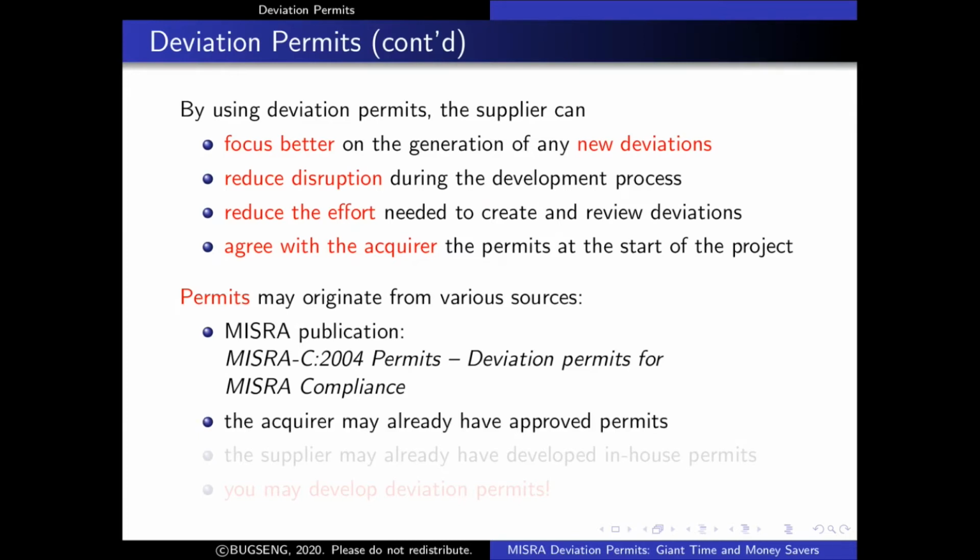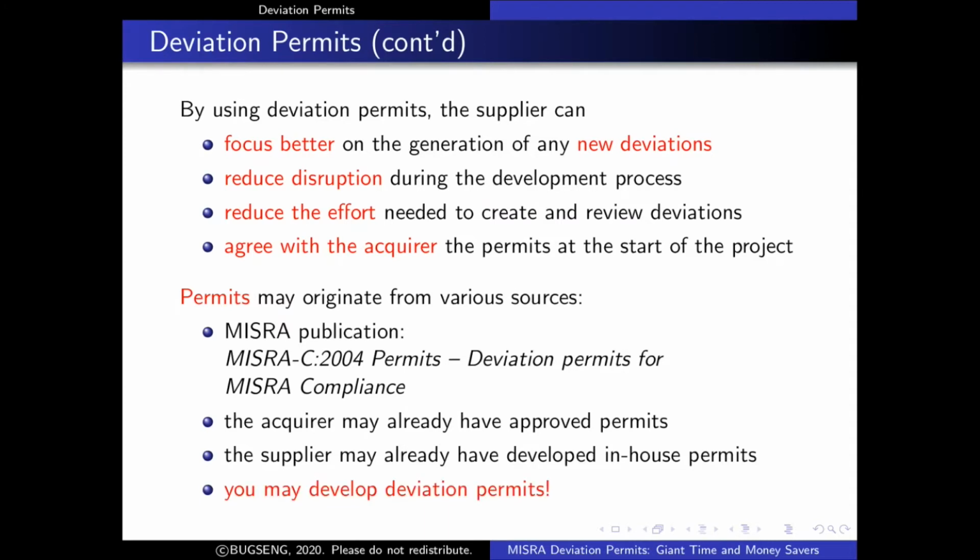The acquirer may already have approved permits. Okay, this is in the best interest of everyone. So, as I said, the acquirer and supplier are supposed to cooperate in ensuring MISRA compliance. So it is very good if the acquirer has already, over the years, prepared a set of permits that it is prepared to accept, so to simplify the work with the supplier.